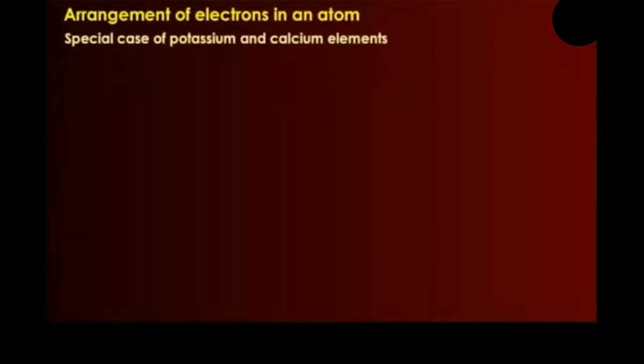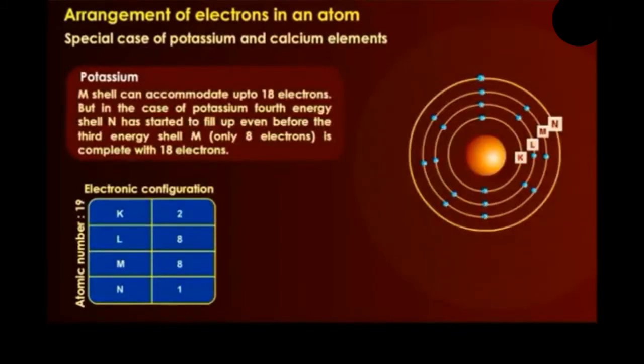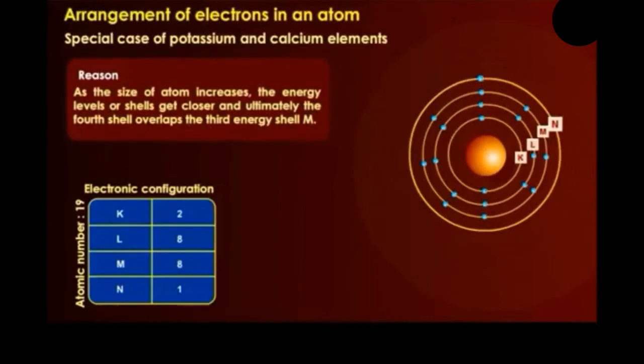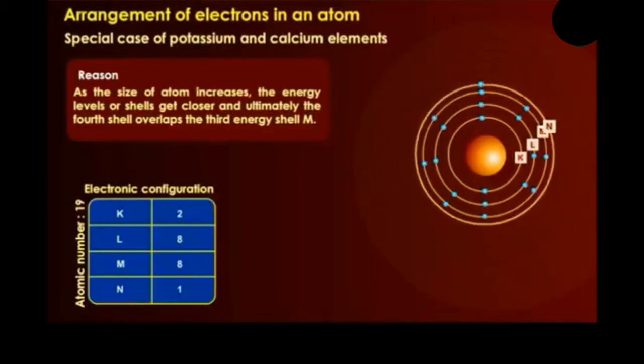Special case of potassium and calcium elements. M shell can accommodate up to 18 electrons, but in the case of potassium, the fourth energy shell N has started to fill up even before the third energy shell M is complete with 18 electrons, with only 8 electrons in it. This is because as the size of the atom increases, the energy levels of shells get closer, and ultimately the fourth shell starts filling before the third energy shell M.